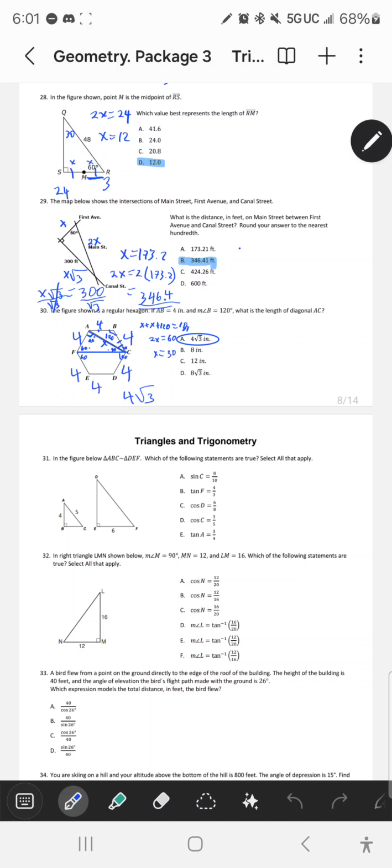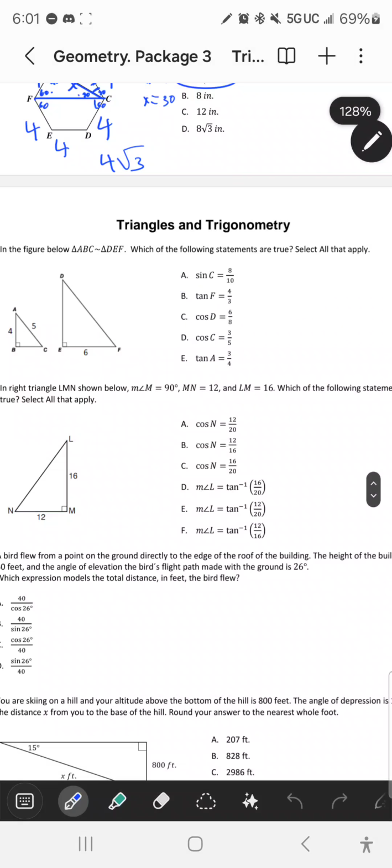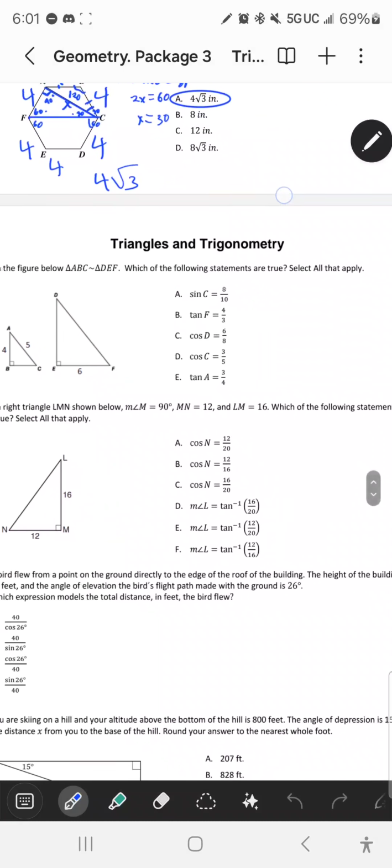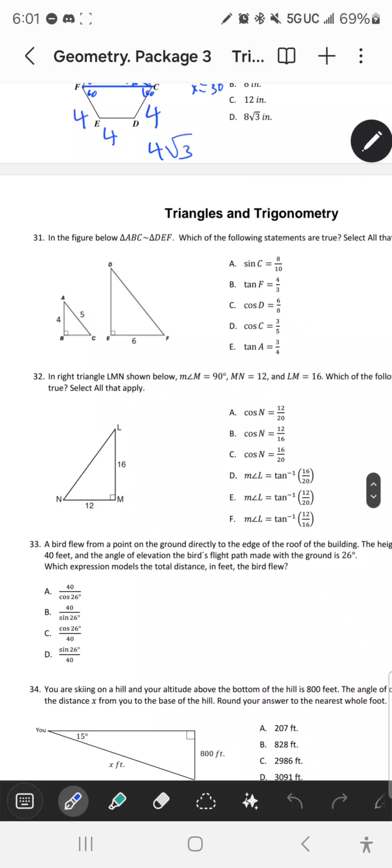So let's get to triangles and trigonometry, or better say, let's continue with triangles and trigonometry. Now let's see number 31. In the figure below, triangle ABC is proportional to triangle DEF. Which of the following statements are true? So all that apply. Okay.